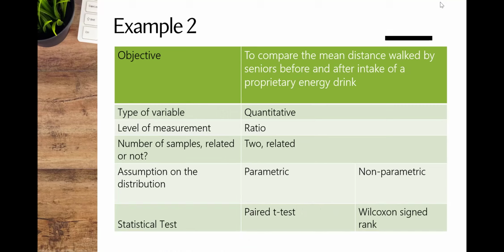Next example. To compare the mean distance walked by seniors before and after intake of a proprietary energy drink. The type of variable is quantitative. The level of measurement, ratio. Number of samples, related or not. 2, and it's related because it's the same seniors, but you're just taking the measurements before and after. Assumption on the distribution, we don't know yet. But if it's parametric, we will use paired t-test. If it's non-parametric, we will use Wilcoxon signed rank test.